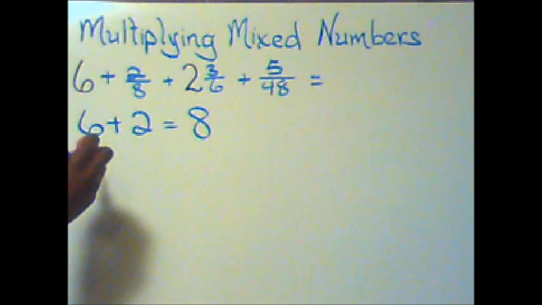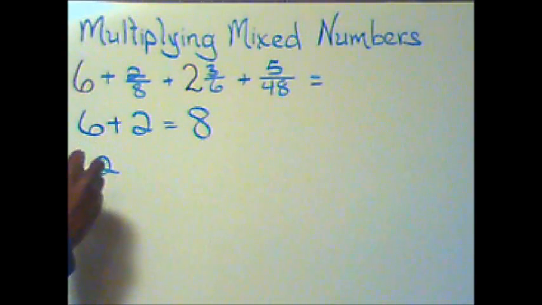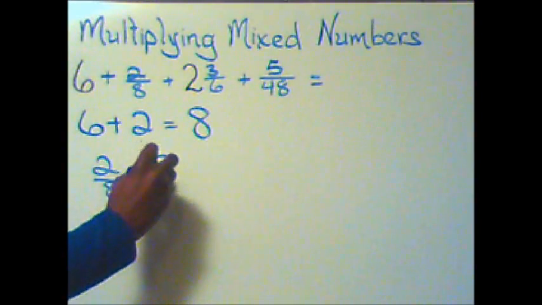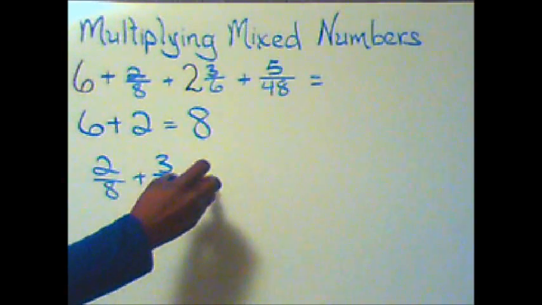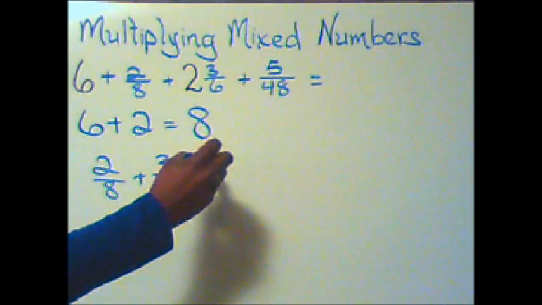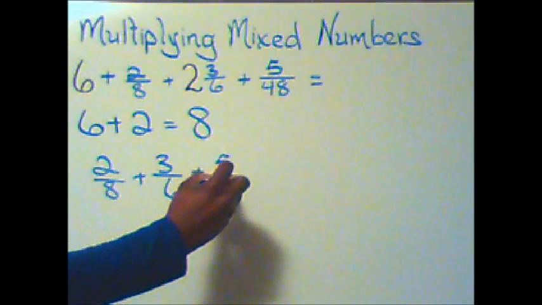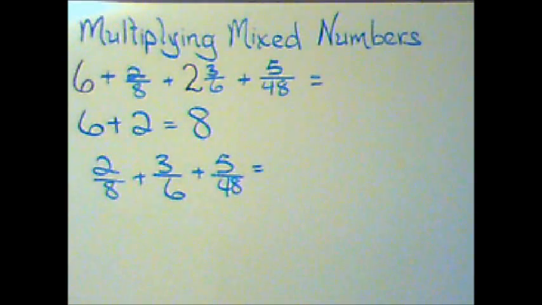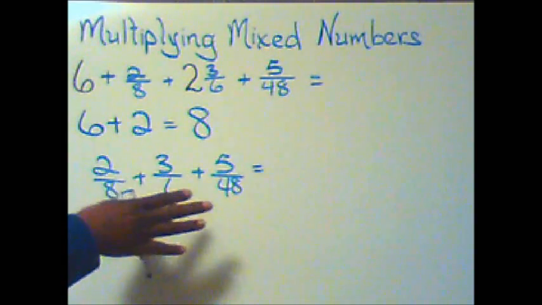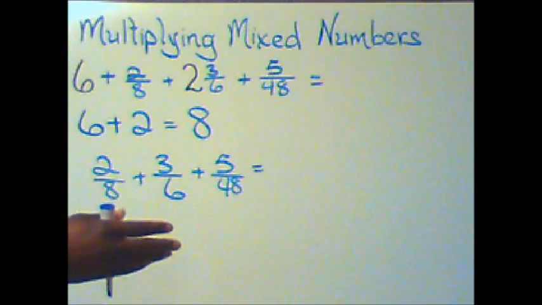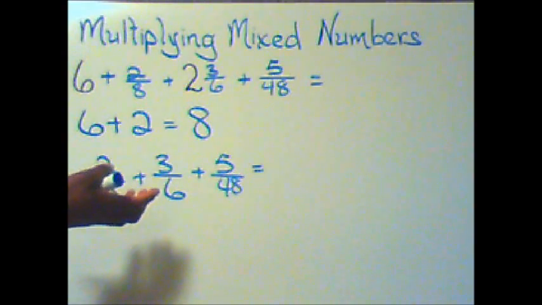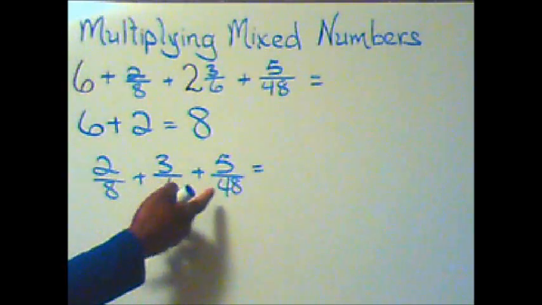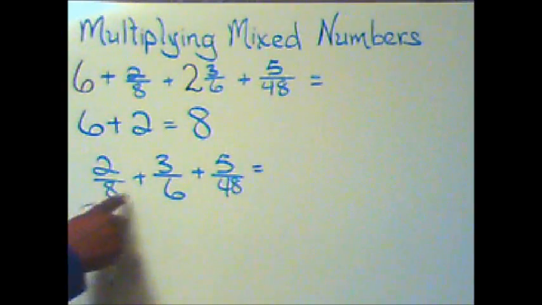Now I'm going to add my fractions. 2/8 plus 3/6 plus 5/48. We know that we need a common denominator before we can add our fractions together. And I know that a common denominator for 8, 6, and 48 could be 48 because 48 is a multiple of 8 and 6.